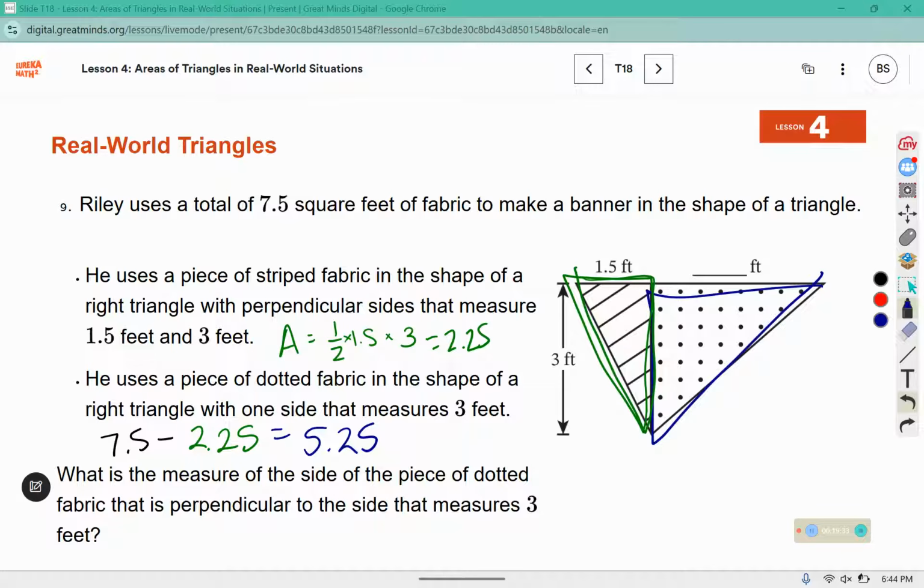So I know that the area for the blue or the dotted fabric is also going to be found by using A equals 1/2 B times H. I just found out that the area was 5.25, and I know that it has a height of 3. Half of 3 is 1.5. So I can use this equation 5.25 equals 1.5b and solve that to figure out this missing side length.